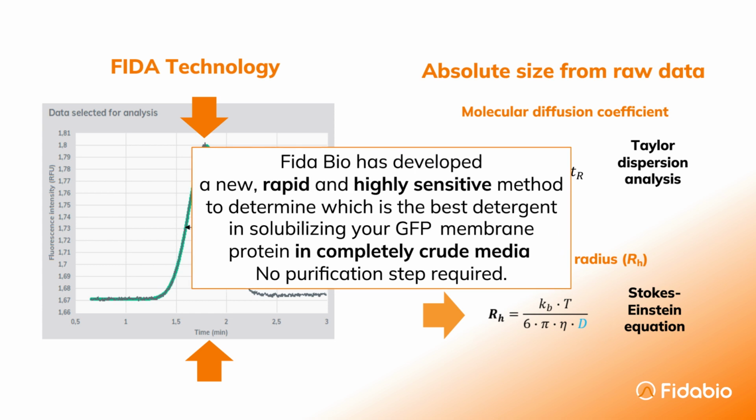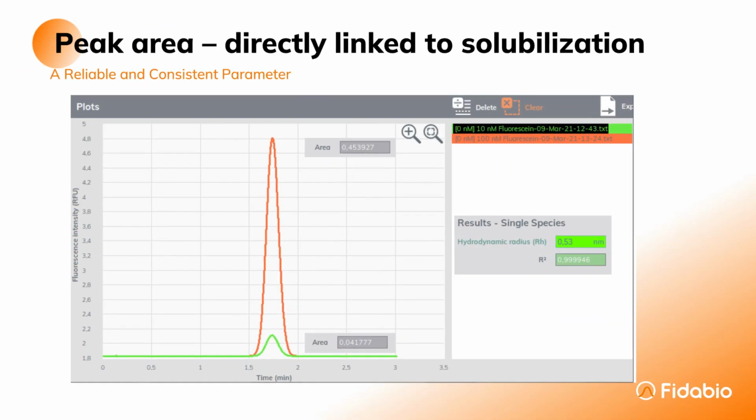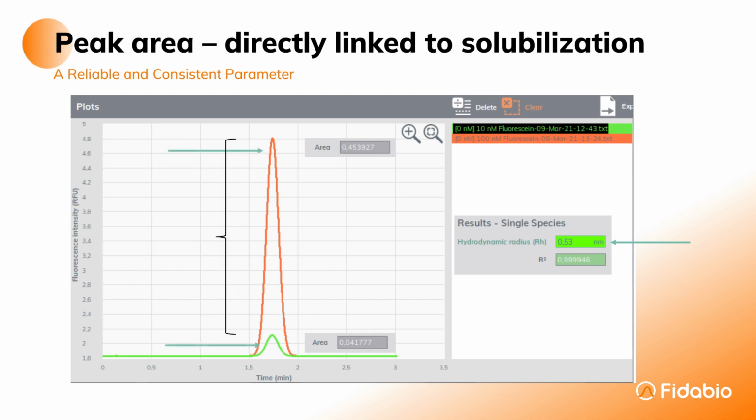FIDA Bio have developed a new, rapid, and highly sensitive method to determine which is the best detergent in solubilizing your GFP membrane protein in completely crude media. No purification step required. Together with the hydrodynamic radius, the user is provided with the peak area, which is a reliable and consistent parameter that is directly proportional to the fluorescent light. The more fluorescent protein is in solution, the higher will be the peak area.